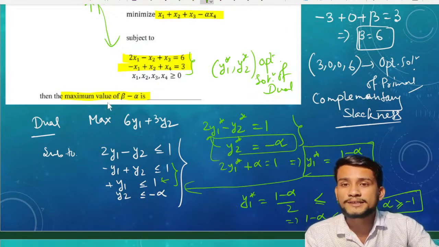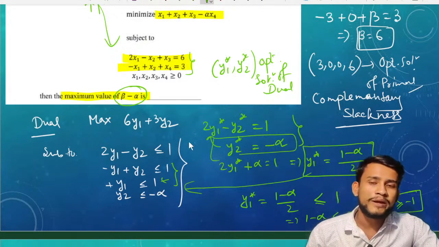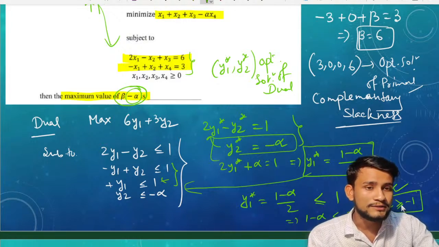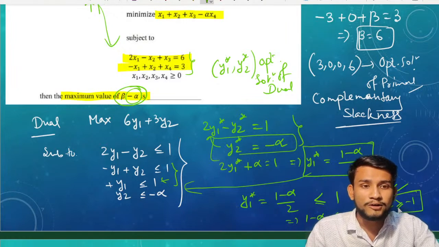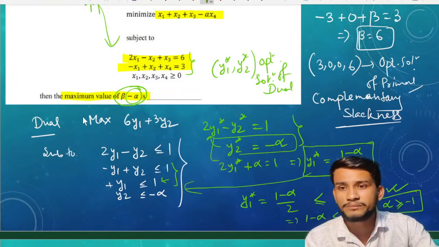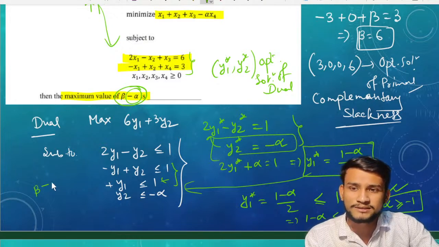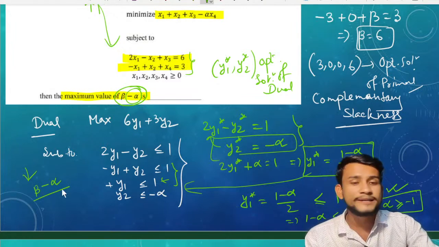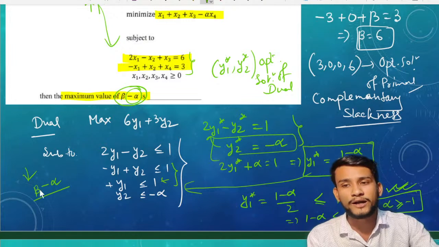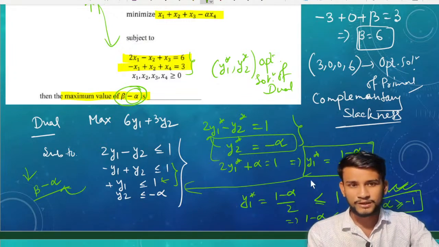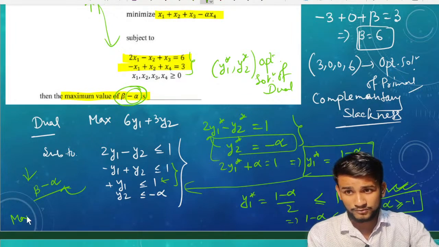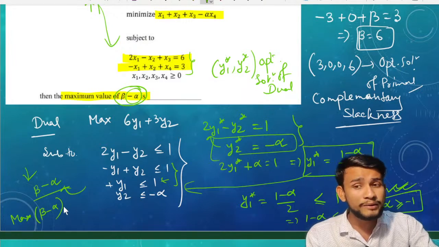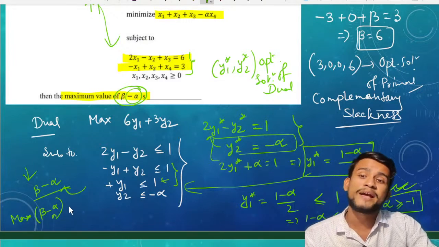So we have to find the maximum value of beta minus alpha. Since alpha has a negative sign, this is the minimum value of alpha. Minimum value of alpha is minus 1. That means we have to maximize this beta minus alpha. The value of beta is fixed, and this is the minimum value of alpha, so we put the minimum value of alpha in here to get the maximum value of beta minus alpha.